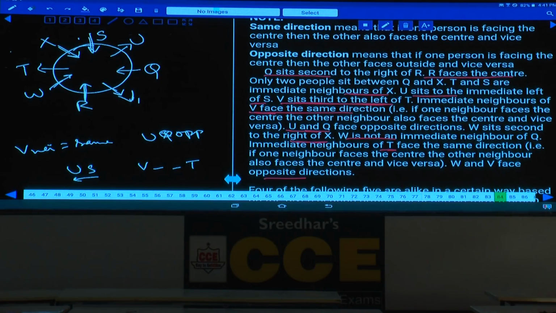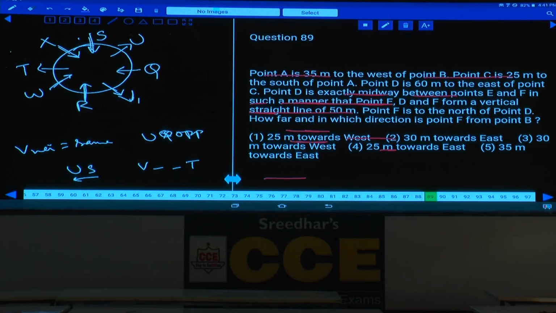Now this is about 84 to 88. Then question number 89. Now 89 and 90, these two questions are based on directions, isn't it?